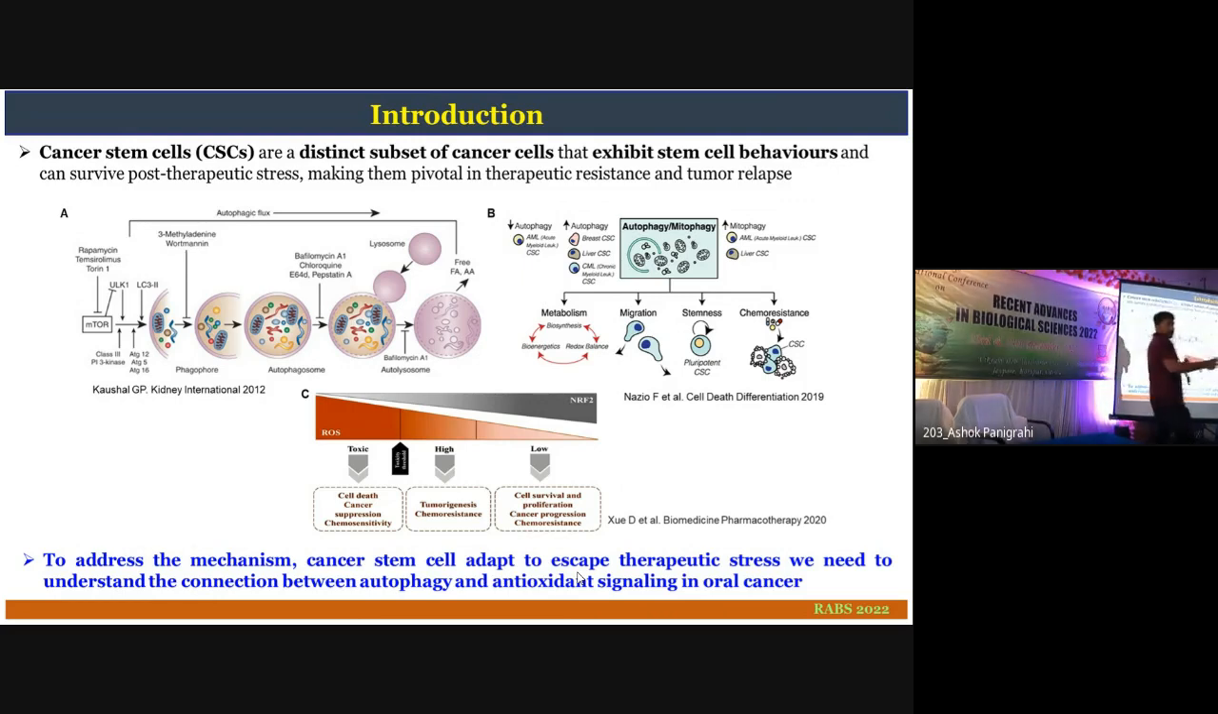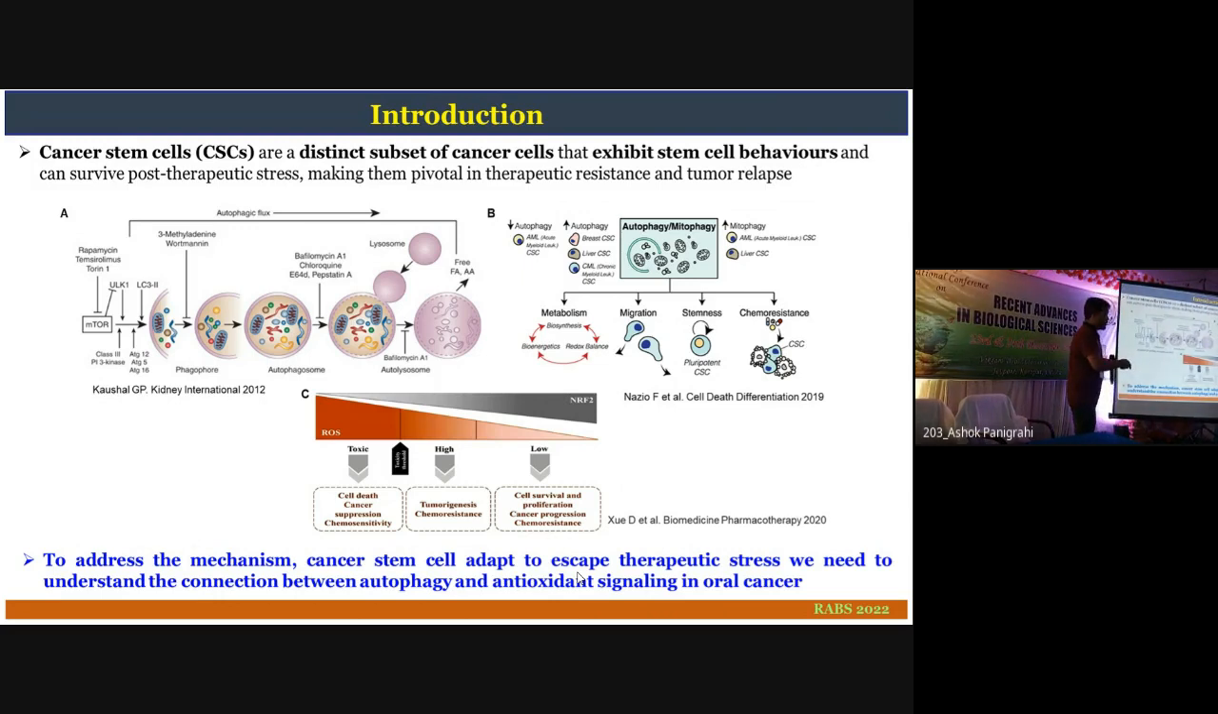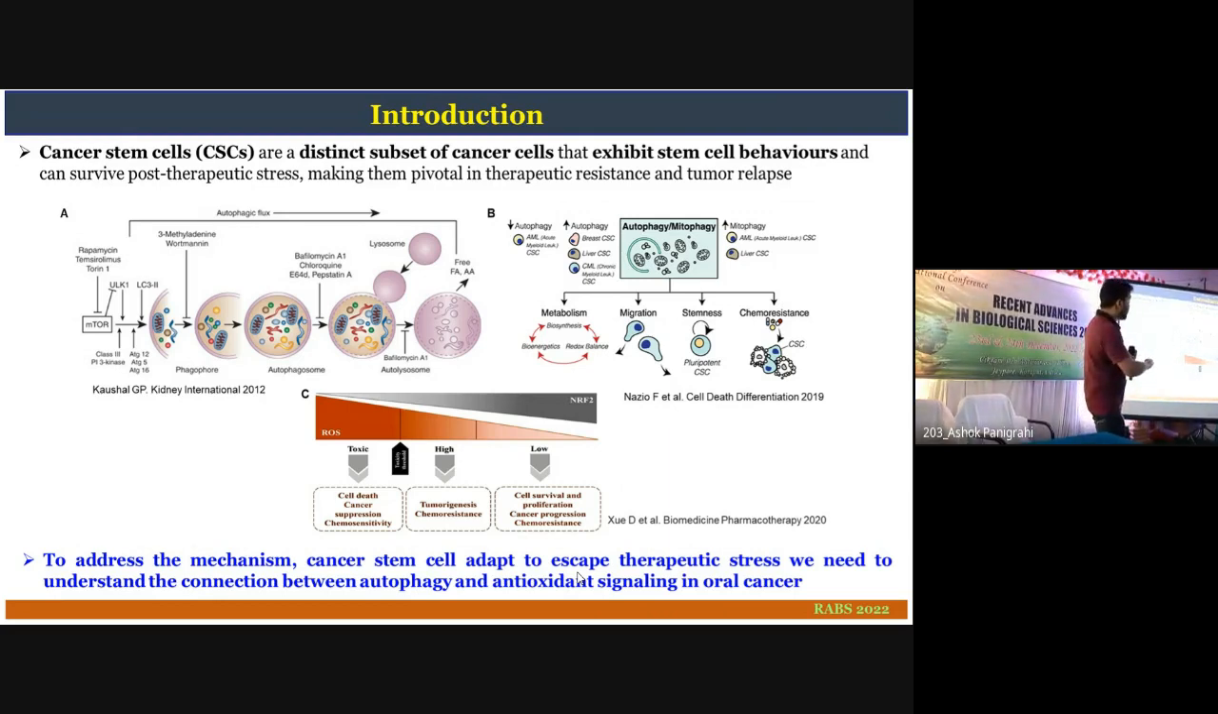Basically, aspects of cancer: metabolism, migration, stemness, and evolution. In this study we basically deal with stemness and evolution. Now coming to reactive oxygen species. NRF2 is basically the key transcription factor. When one is active, the other is at a lower level. So basically, high NRF2 leads to higher stemness and proliferation.